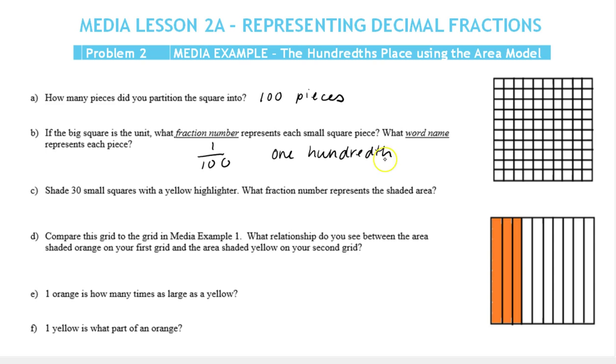Okay, so notice we add the TH. It's broken into 100 pieces, but to show that it's not 100, but 1 out of 100, we add the TH for the word name.